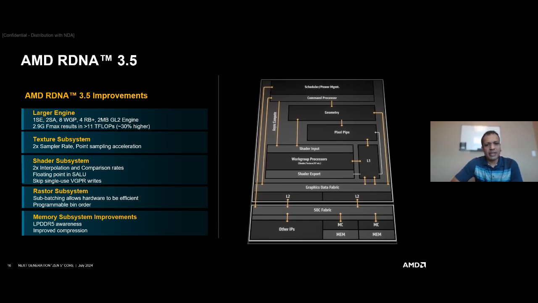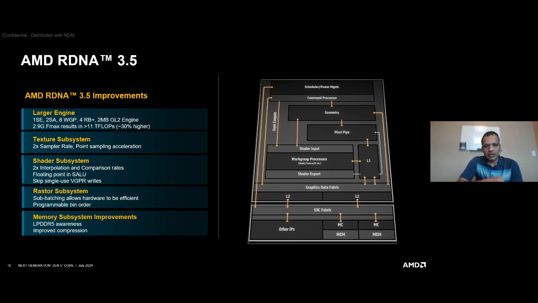From the shader subsystem standpoint, again, 2x interpolation and comparison rates. Most of that rich vectorizer for interpolation and comparison is now double rate. Both of these operations are pretty common in graphic shaders. There's floating point support in the scalar ALU, so this increases the efficiency of any wave uniform compute that needs floating point, starting to become more common in some graphics techniques. So we've added that in.